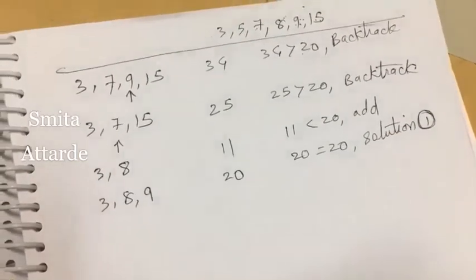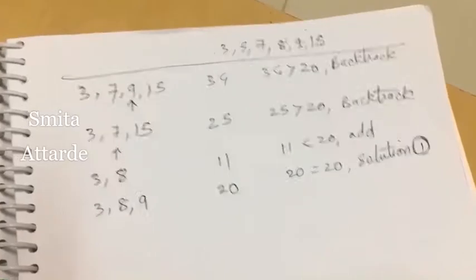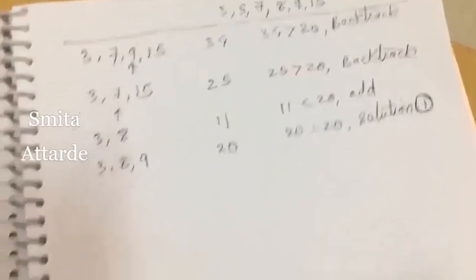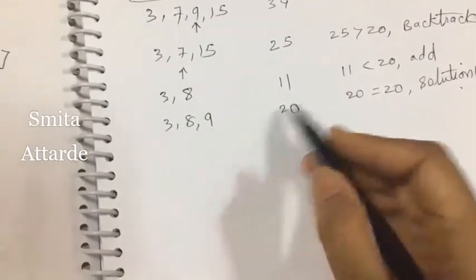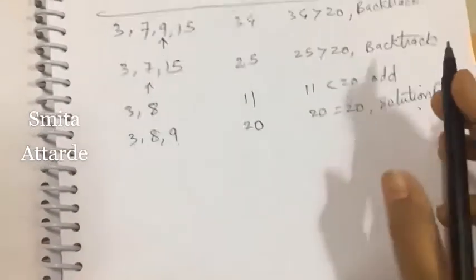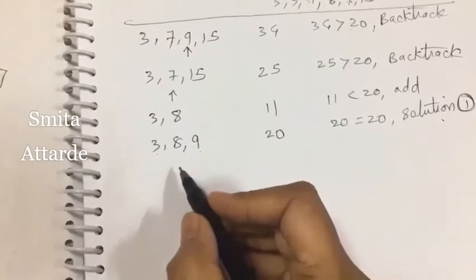We have to find all the solutions to this problem. This problem is for 10 marks. So all the solutions we need to find. We have got one solution. Now we have got 3 plus 8 plus 9 gives 20. This is the first solution. So let's go for the remaining solutions.